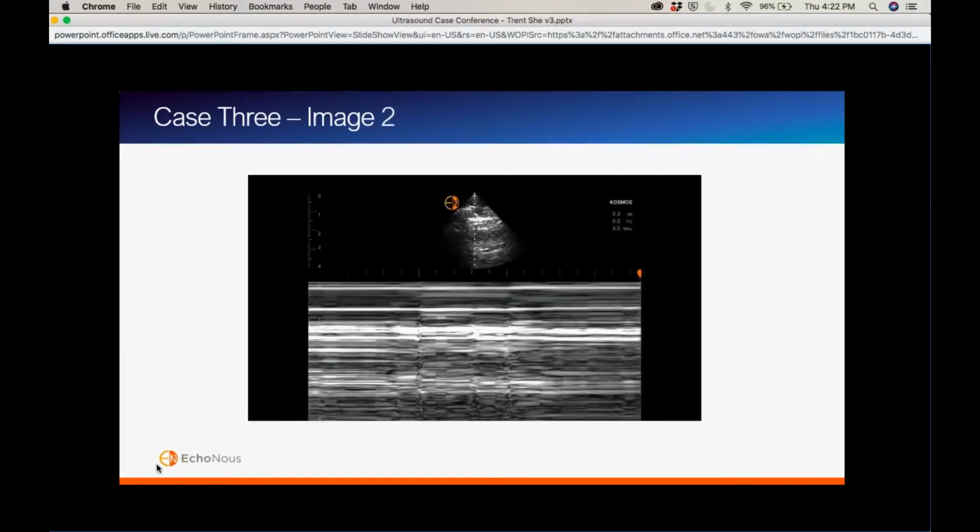So let's see what you did next. Okay, so this image here is just a still M mode clip of us on the patient's right apex. And what we're looking for here is something called the barcode sign. We're looking for pneumothorax.